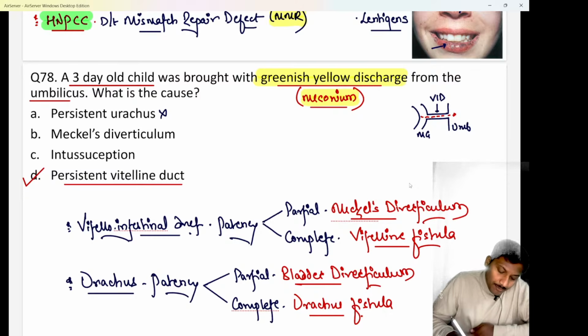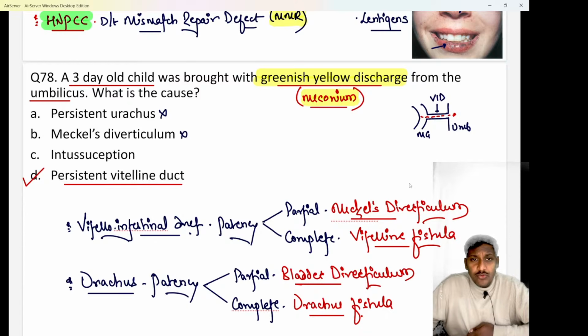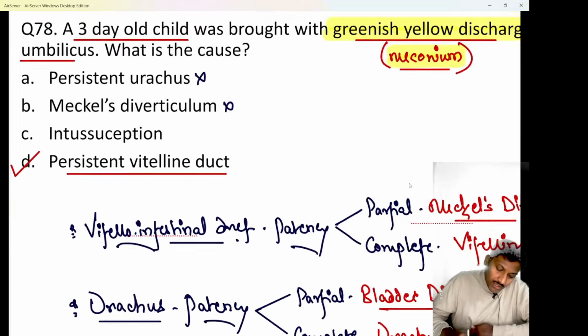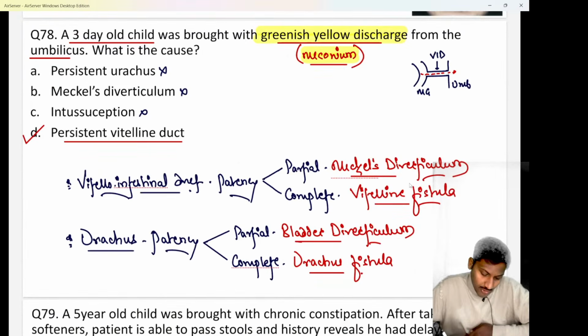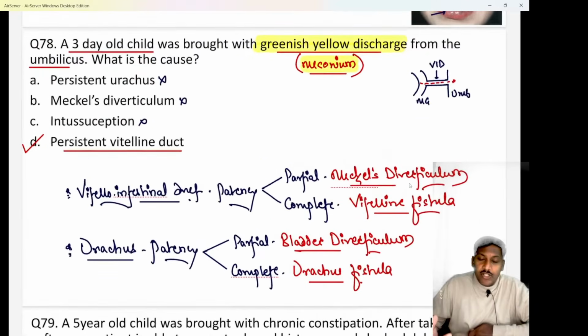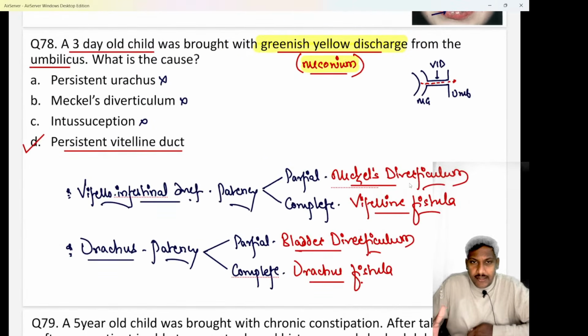That is important. Meckel's diverticulum is due to a patency of the vitellointestinal duct, but in Meckel's diverticulum the vitellointestinal duct is only partially patent, not completely patent, that is one thing. And second, it will not cause any greenish yellow discharge or meconium discharge from the umbilicus. It is just an outpouching from the gut or the intestine, that's it. No discharge happens in Meckel's diverticulum. Intussusception does not happen due to persistence, and it will not cause any greenish yellow discharge. Clear? Intussusception will cause the red currant jelly stools, not any greenish yellow discharge.